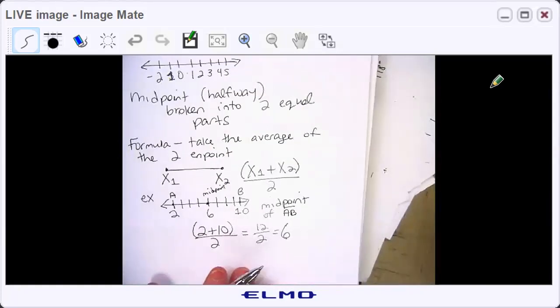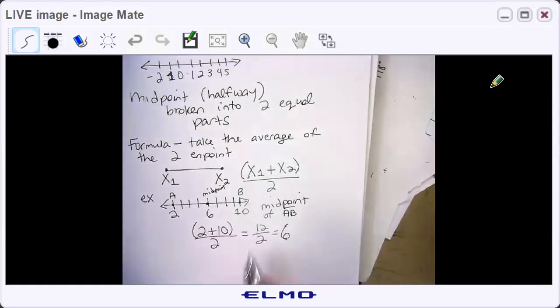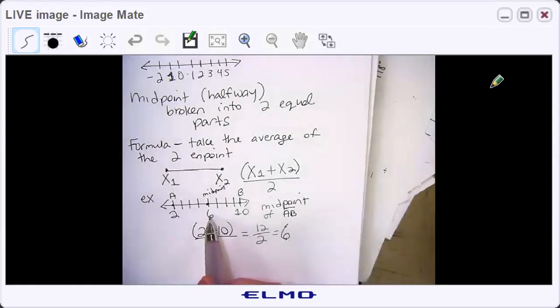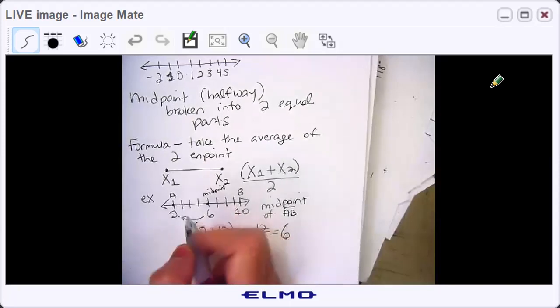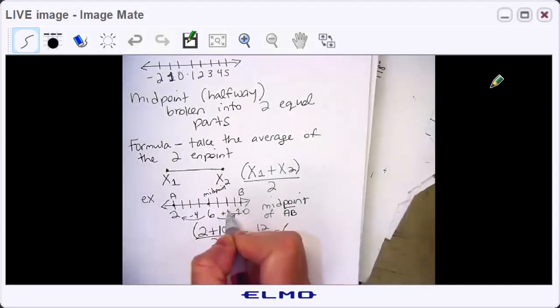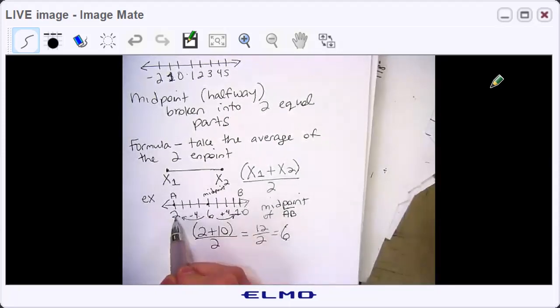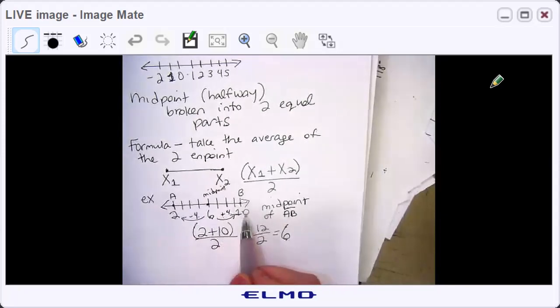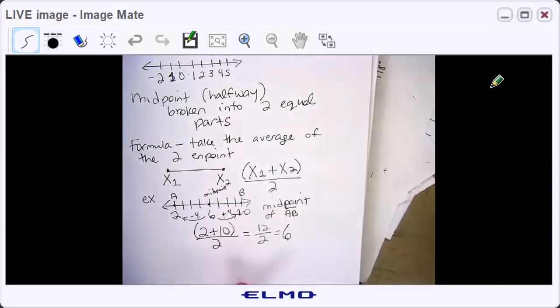Now, remember what I talked about a minute ago: if it's the right midpoint, that means from 2 to M, we'll call it the midpoint, is the same distance as from the midpoint to 10. If you think about it, this is 4 away from 6, subtracted, and this is 4 on the plus side of 6. 6 minus 4 would give us 2, and 6 plus 4 would give us 10. That's a way you can check to see if you actually did the formula right.